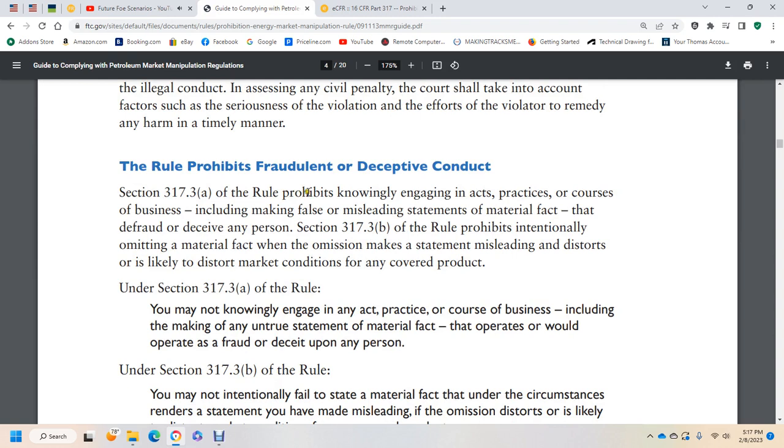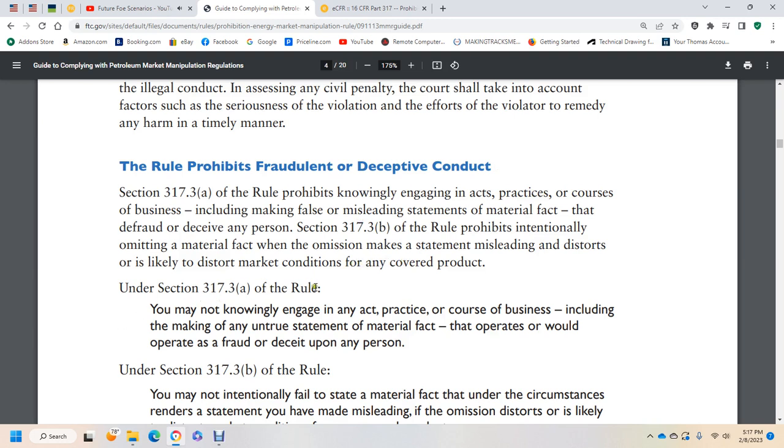Section 317.3(a) prohibits knowingly engaging in acts or practices in the course of business, including making false or misleading statements of material fact, to defraud or deceive any person. Section 317.3(b) of the rule prohibits intentionally omitting a material fact, making a statement misleading or likely to distort market conditions for any covered product.